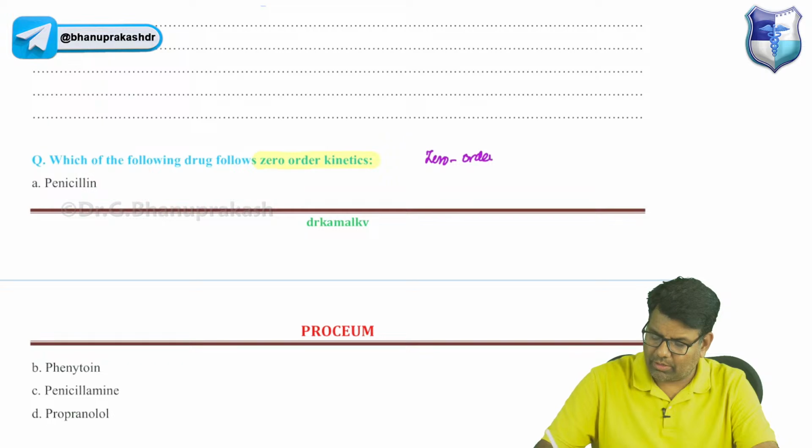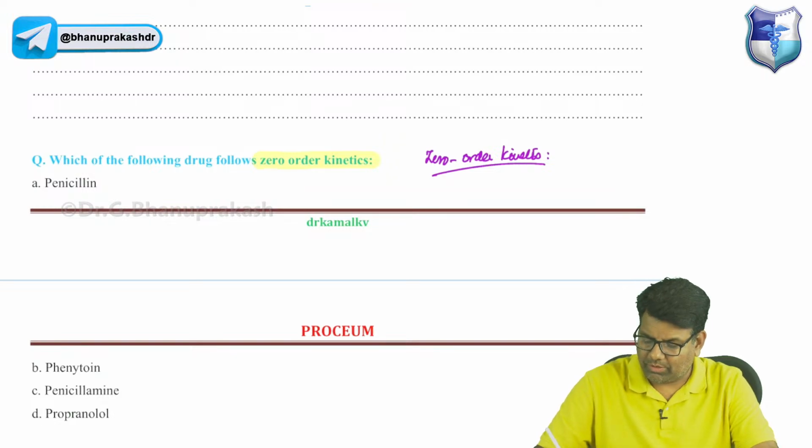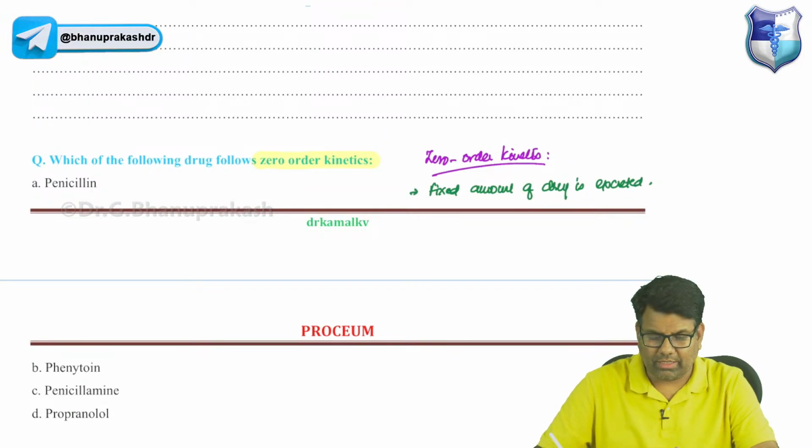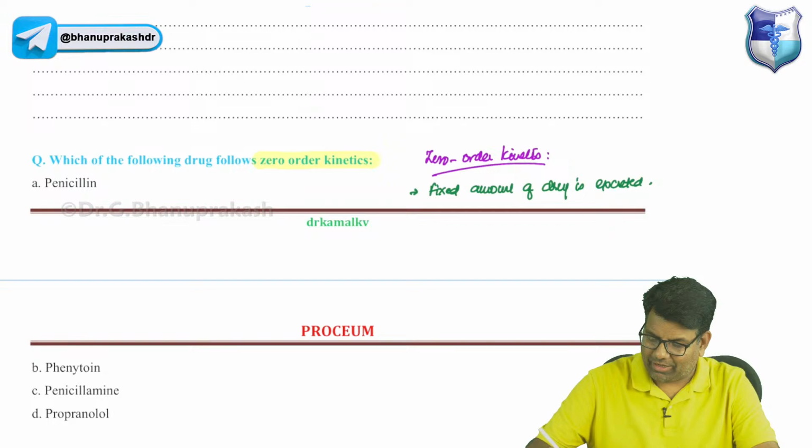In zero order kinetics, there is excretion of the drug, but there is a fixed amount of drug excreted, so a fixed amount of drug is excreted.